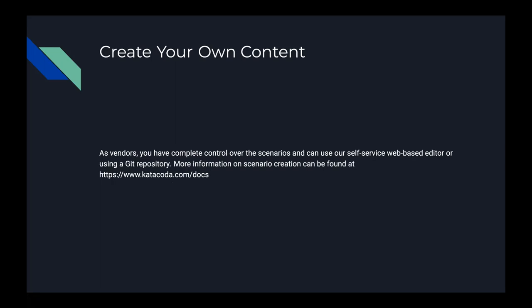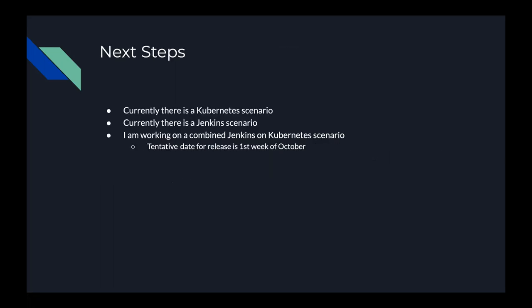You can create your own content and scenarios, and I'll go into a little bit more on how to do that. I've given a link here to the Katacoda docs. So at a high level, currently there's a Kubernetes scenario. There's also a Jenkins scenario. I'm currently working on a Jenkins and Kubernetes scenario, and my hope is that it will be released the first week of October. And then we can get that into the documents that you have.